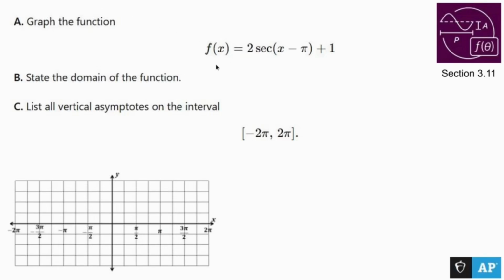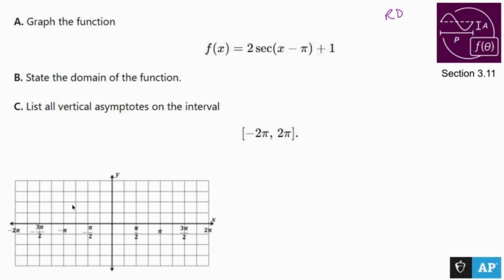Graph the function f of x equals 2 secant x minus pi plus 1. All right. So whenever we graph a secant or a cosecant, what we need to do is graph its reciprocal function as a rough draft, as a guiding point.